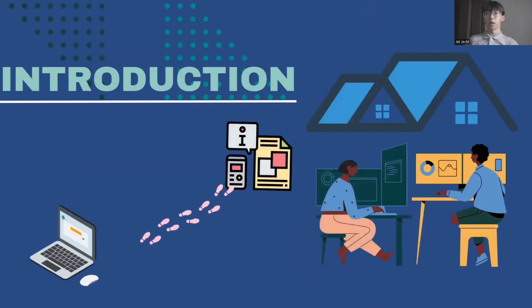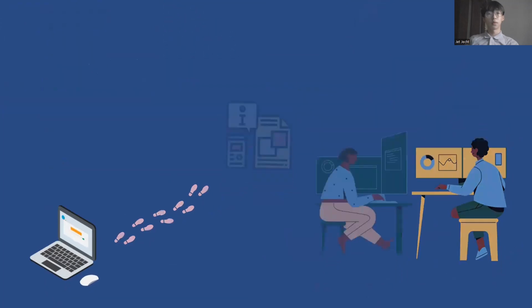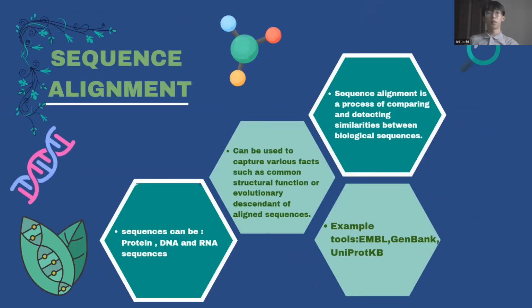So I will start with the introduction. So what is sequence alignment? Sequence alignment is a process of comparing and detecting similarities between biological sequences. It can be used to capture various facts such as common structural function or evolutionary descendant of aligned sequences. The sequences can be in the form of protein, which is monomer amino acid, and DNA and RNA sequences, which are in the form of the nucleotide bases A, T, G, and C.